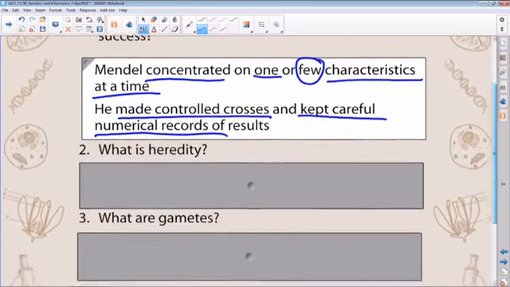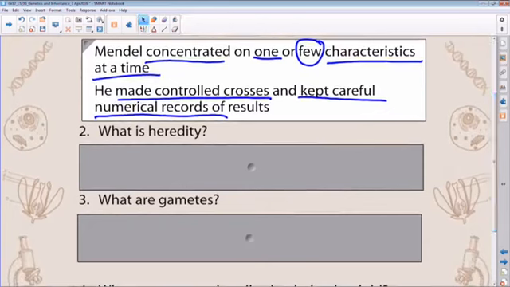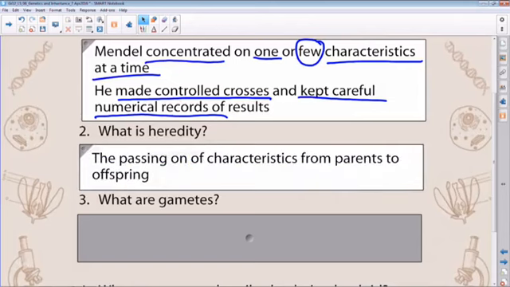Next one, and I know you guys got this. I'm not even worried about this. This is simple. What is hereditary? It is the passing on of characteristics from parent to offspring. That is something that you pass on, like eye color and hair color. You inherited them from your parents, and your inheritance comes from there. It's passed down from generation to generation.